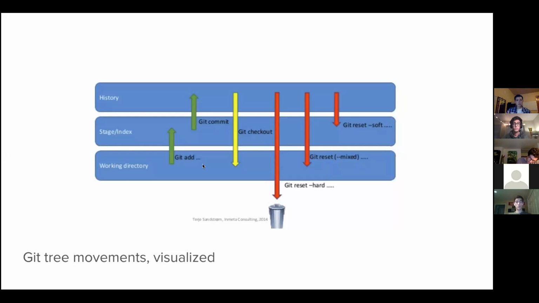Going backwards is where it gets a little bit tricky. Going from history, say you committed something, and putting that back in the staging area or back into your working directory, that can be pretty complicated. And that's where resets come in.